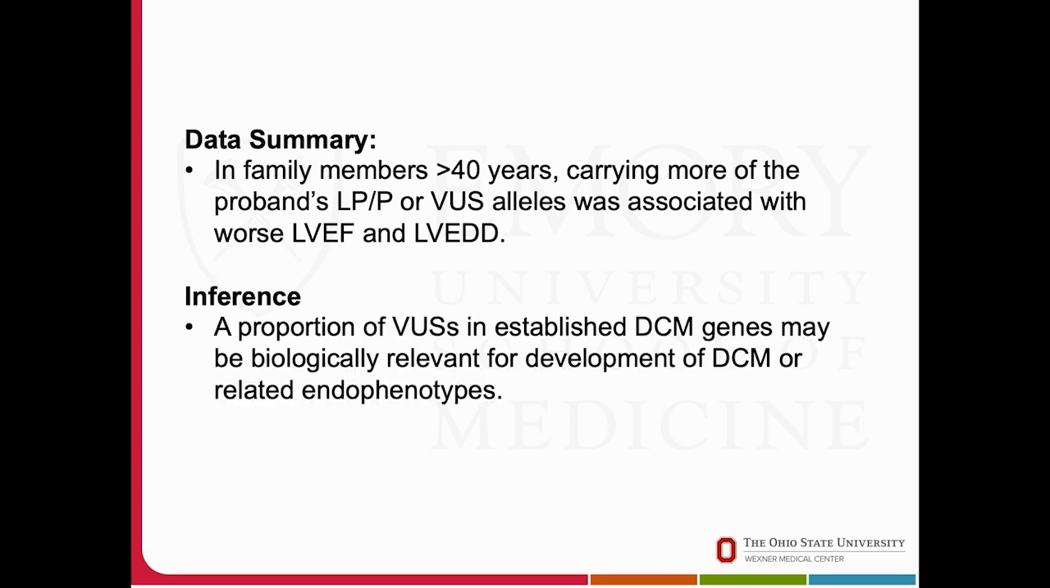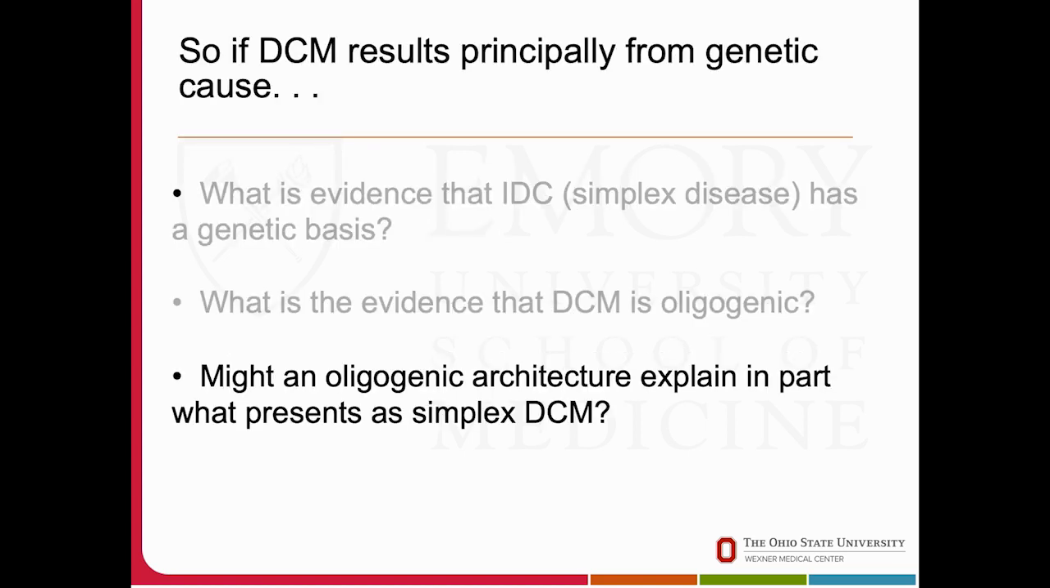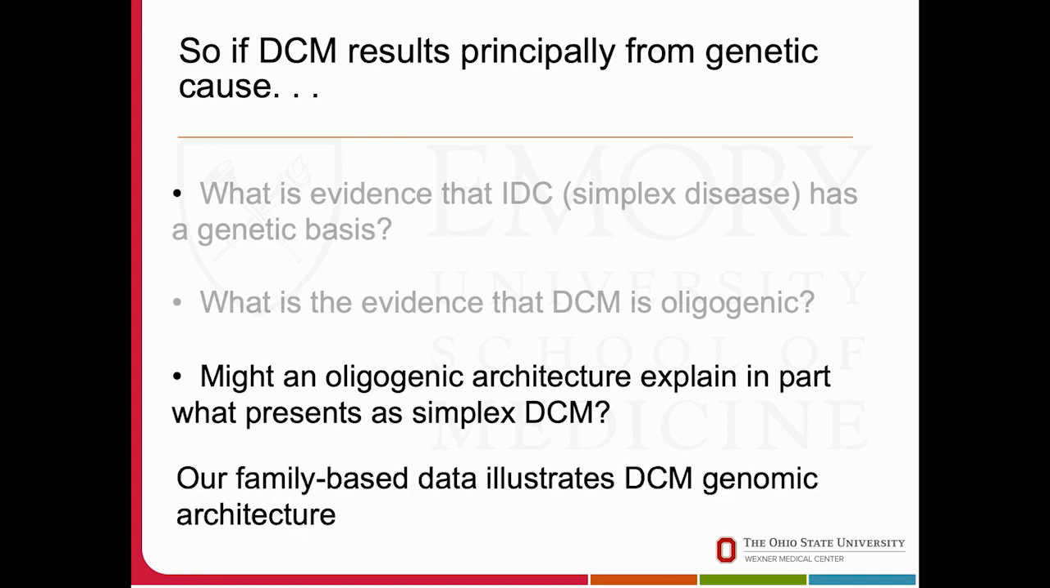So the inference then is that they are biologically relevant for the development of DCM or related endophenotypes. Endophenotypes meaning EF or heart size or other kinds of more specific phenotype features. So might an oligogenic architecture explain in part what presents as simplex DCM? That's really the question here for us. And our family data illustrate that.